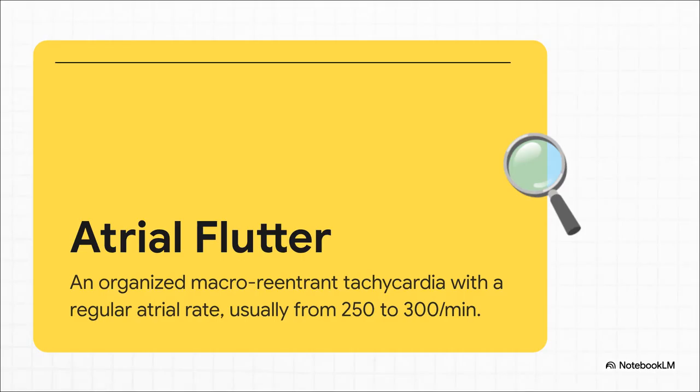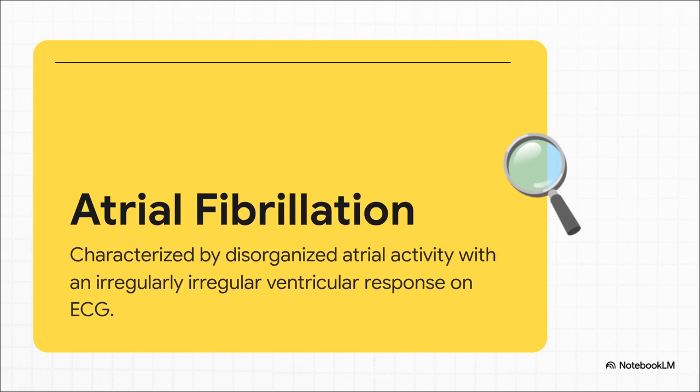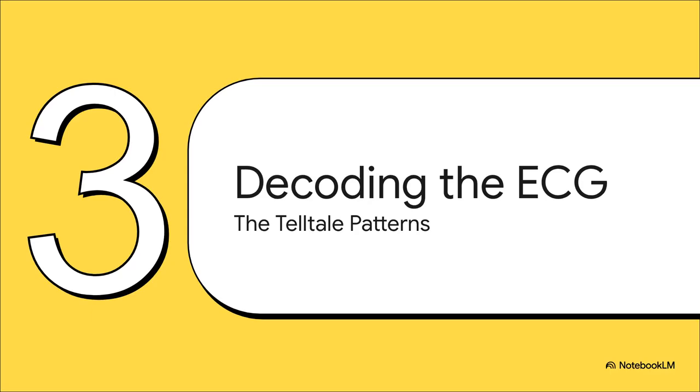So let's put the official definition to it. For atrial flutter, the two words you have to remember are organized and macro-reentrant. That one racetrack circuit is what's causing everything, and it's firing away at a super fast but very regular pace. Now compare that to AFib. The key phrase here is disorganized atrial activity. There's no single circuit, no racetrack. It's just electrical anarchy that's hammering the AV node, and that's what gives us that classic irregularly irregular rhythm you see on the monitor.